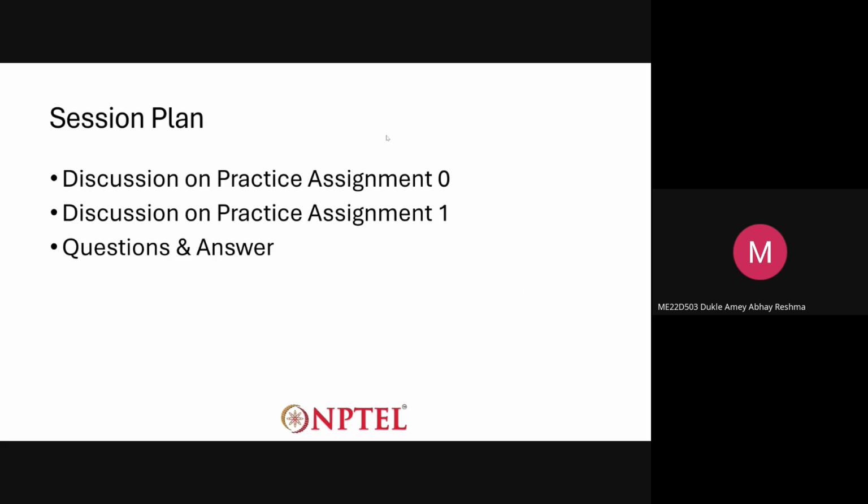So without waiting longer, we'll start with the session plan. We'll be discussing practice assignment 0, then practice assignment 1. This is the assignment which was there previous year, which you would have had to solve for your marks if you had joined the previous session. By having an idea of what kind of problems are being asked, you'll be able to solve this year's assignment. That is the plan from the NPTEL team, and then we'll move on to the question and answer session.